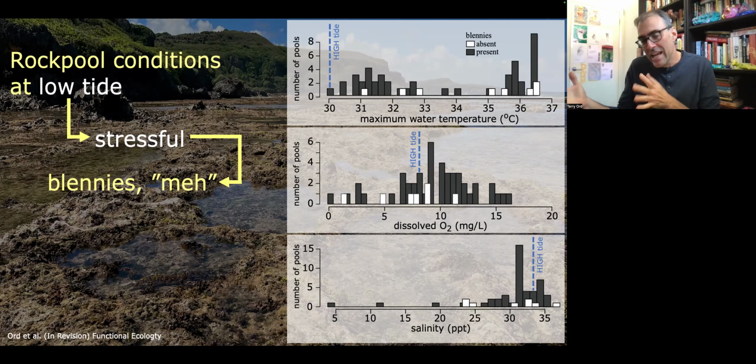Salinity, rather than increasing, is actually lower in many of these rock pools. And this is because there is rainfall runoff that accumulates higher up on the landscape and it progressively trickles down into the water.